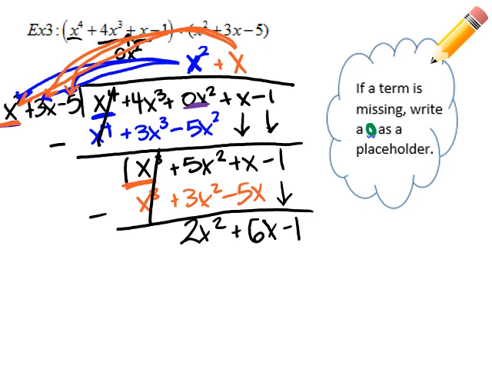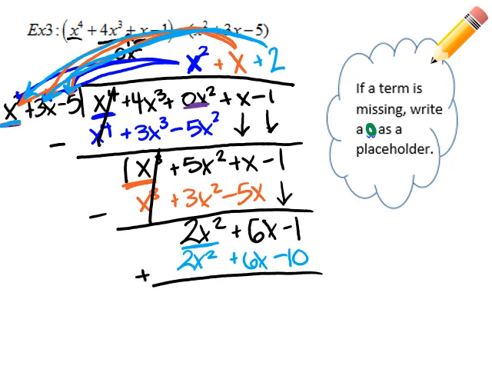All right, I have to keep going on this one. Let's look at the next term. What times x squared would get me to 2x squared? In this case, I just need a 2. 2 times x squared is 2x squared. 2 times 3x is 6x. And 2 times negative 5 is negative 10.